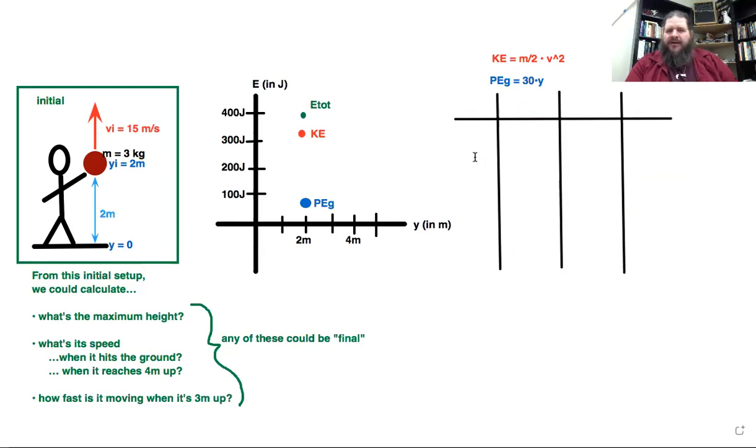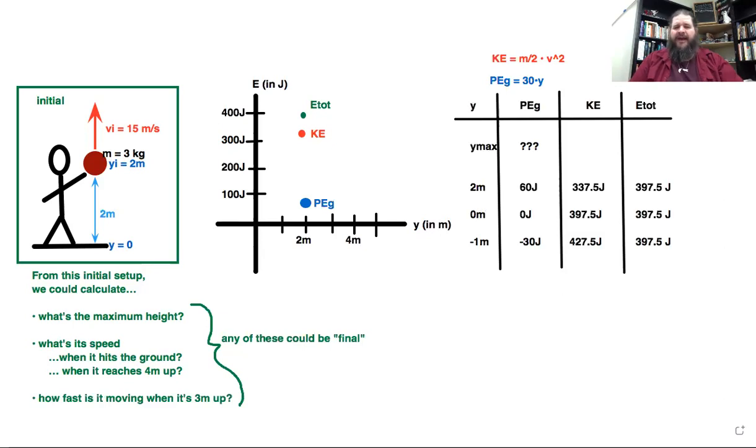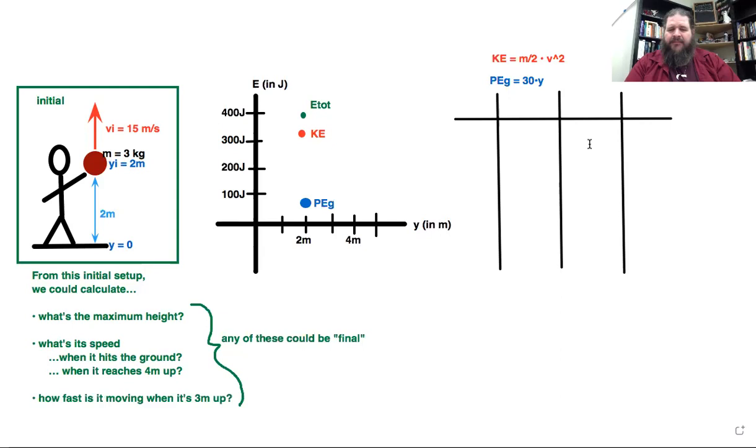So let's see if we can calculate the maximum height. We don't know what that is yet. Let's just label it some unknown Y max, which means we don't know what the potential energy is either. And we don't know what the kinetic energy is. Actually, I guess we do. If it has reached its highest possible height, what speed is it going at that maximum height? Yeah, if it's reached its maximum height, it has to come to a stop because it's getting slower and slower on the way up. At some point, it comes to a stop and then starts to fall back down. So at maximum height, we should expect 0 joules of kinetic energy.